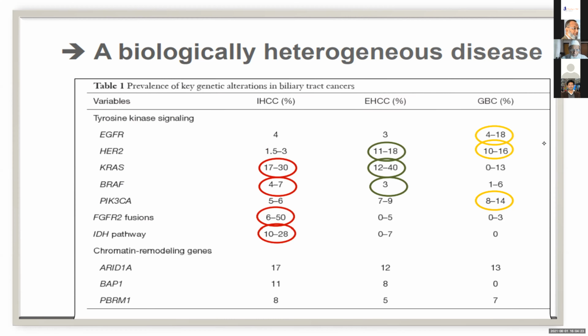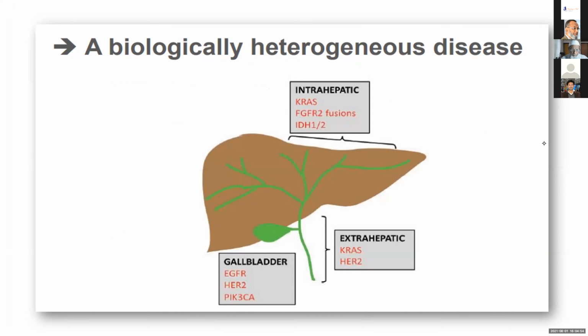There are multiple trials going on in development. Is there any role of biologically driven or mutation-driven treatment? It was found that, along with the subdivision of biliary tract cancer, it is a biologically heterogeneous disease, especially intrahepatic cholangiocarcinoma. It shows KRAS, BRAF, PIK3CA and FGFR2 mutations along with IDH1, whereas extrahepatic biliary tract cancer shows more mutations in HER2 and KRAS. So this is a biologically heterogeneous disease. Intrahepatic cholangiocarcinoma mostly shows KRAS, FGFR2 fusion, and IDH1 or 2 mutations, where the gallbladder shows EGFR, HER2, and PIK3CA, and the extrahepatic shows HER2 and KRAS mutations.